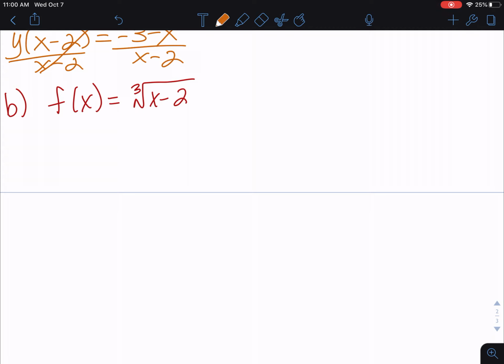Same process, I'm going to begin by switching around my x and y terms. Remember, f of x is just like y, so that is going to turn into an x term and the cube root of now y minus 2. Before I can isolate y, I need to use some inverse operations. I need to undo the cube root.